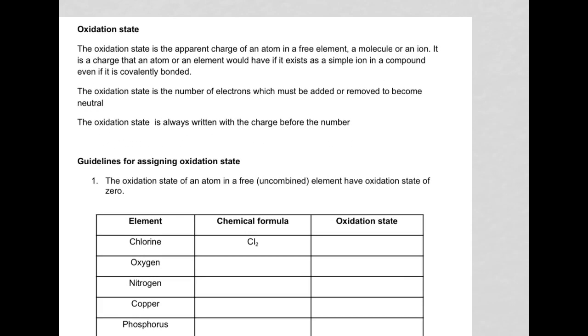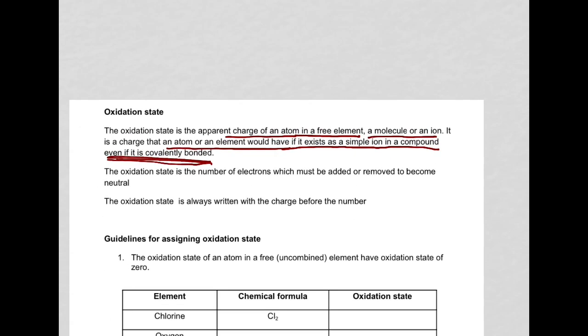It is the apparent charge of an atom in a free element, a molecule or an ion. It is a charge that an atom or an element would have if it exists as a simple ion in a compound, even if it is covalently bonded. What does that mean? Actually, oxidation state is not something that's real. It is assigned, and it is hypothetical.